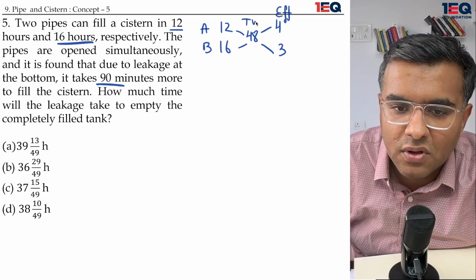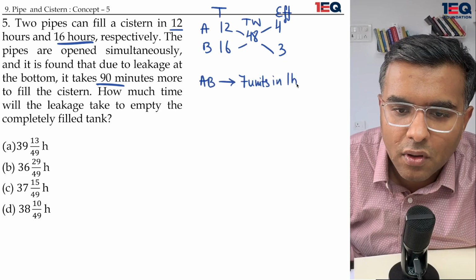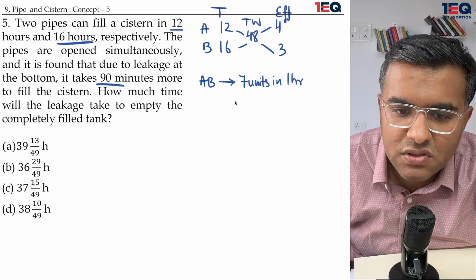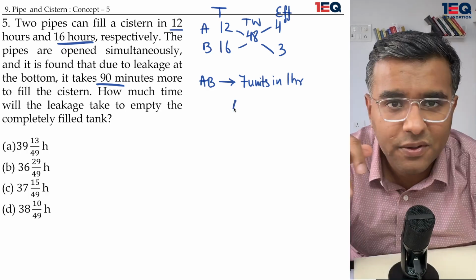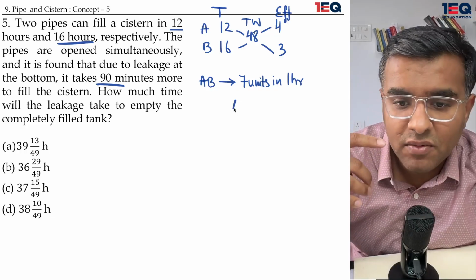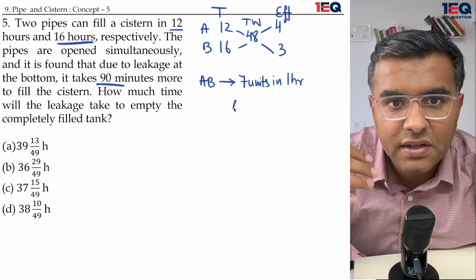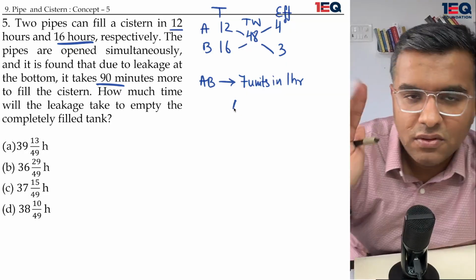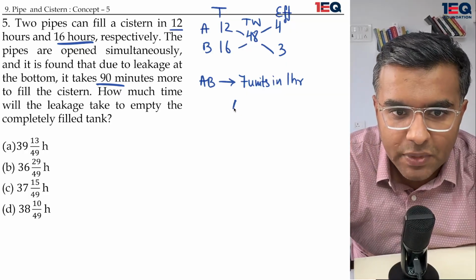If I need to find out how much time A and B are taking together, they are doing 7 units of work in 1 hour. So if 48 work needs to be done and 7 units of work is being done by them in 1 hour, A and B's time would be 48 upon 7, right? So I am through with that.